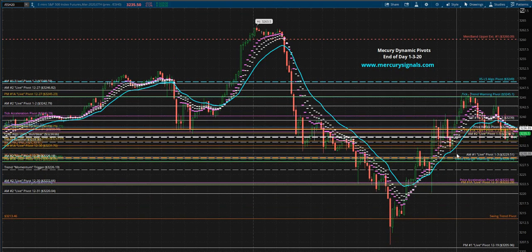You come back down, you test it again, you go above it again. That is the single price pivot. That is one pivot to rule them all, if I could borrow a very poor mixed metaphor from Lord of the Rings. But that's one price level.